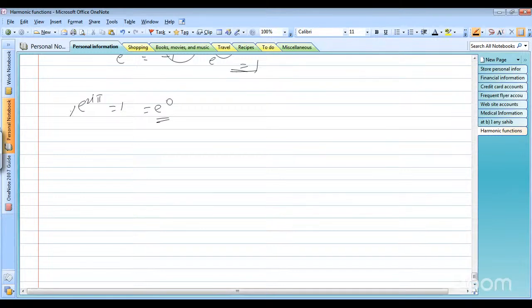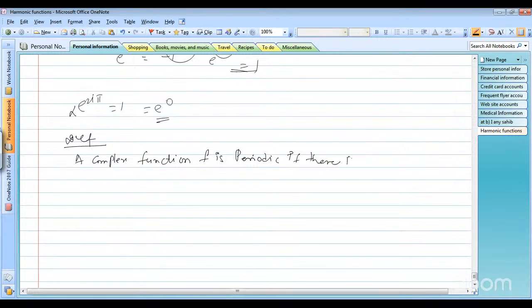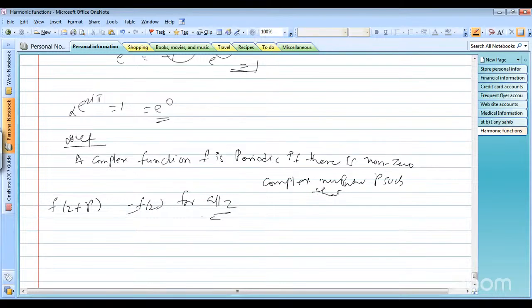Another definition you will learn here. A complex function f is periodic if there is a non-zero complex number p such that f of z plus p is equal to f of z for all z. So the number p is said to be a period of f.